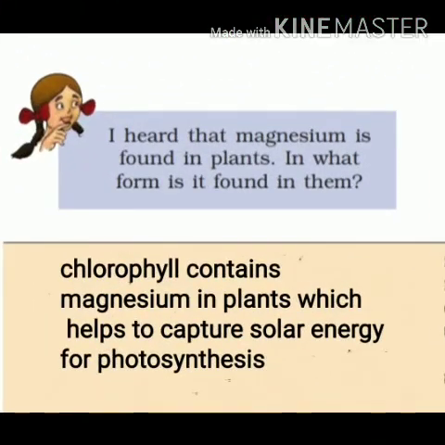Now here come Paheli and Bujo. They are having their own queries. Paheli is saying, I heard that magnesium is found in plants. In what form is it found in them? Students, chlorophyll contains magnesium in plants, which helps to capture solar energy for photosynthesis.